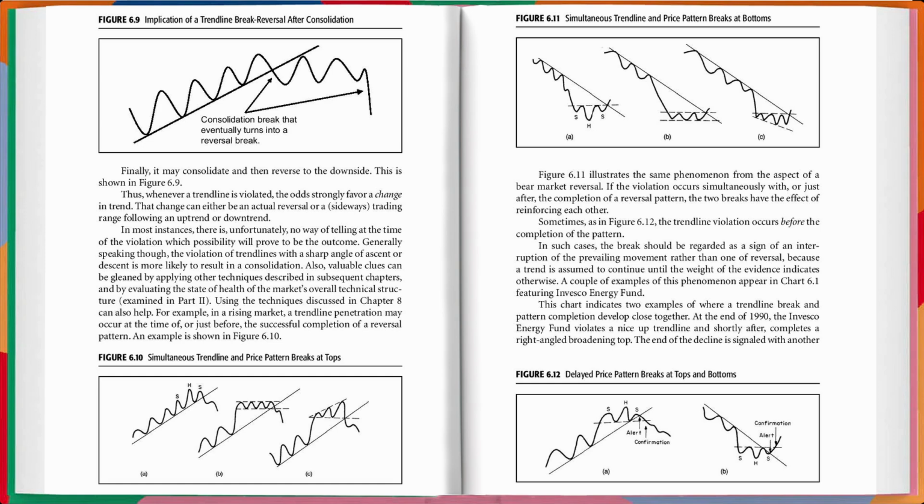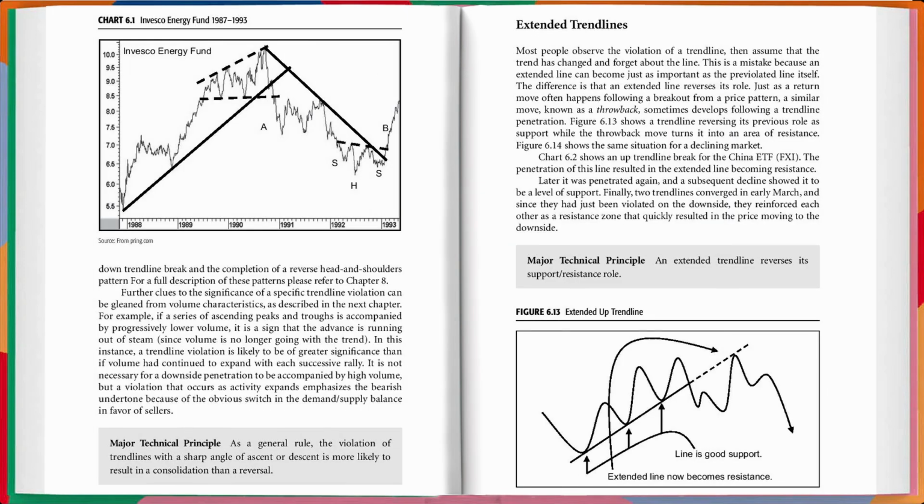A couple of examples of this phenomenon appear in Chart 6.1, featuring Invesco Energy Fund. This chart indicates two examples of where a trendline break and pattern completion develop close together. At the end of 1990, the Invesco Energy Fund violates a nice uptrend line and shortly after completes a right-angled broadening top. The end of the decline is signaled with another downtrend line break and the completion of a reverse head and shoulders pattern. For a full description of these patterns, please refer to Chapter 8.